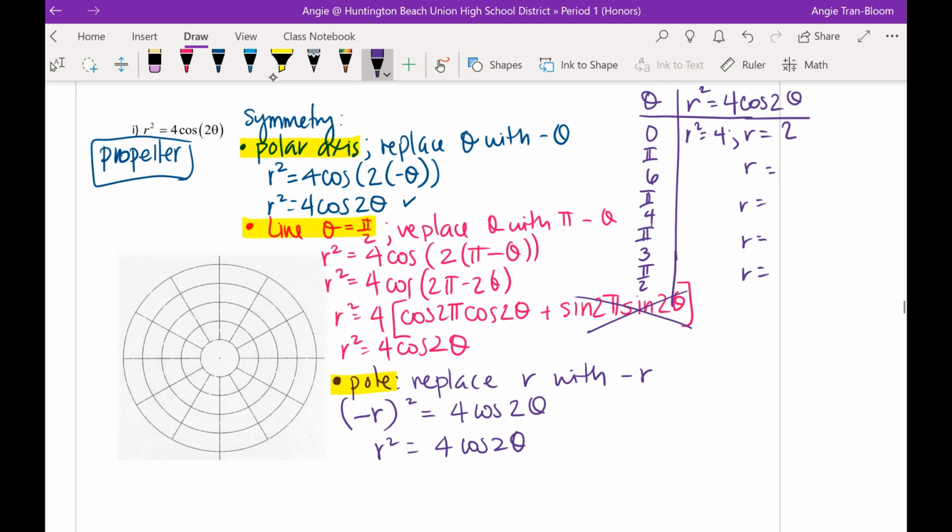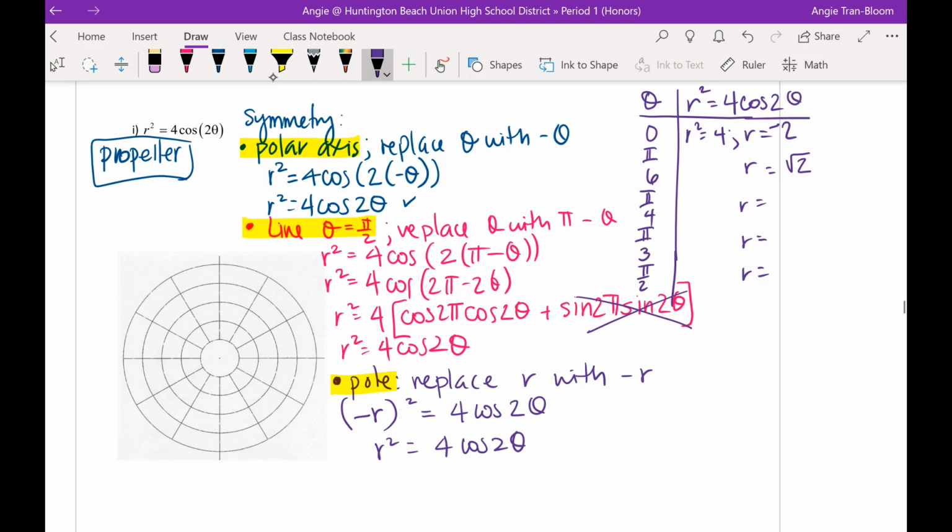Dylan, did you get just the radius for pi over 6? Square root of 2? Someone confirm that for me. Someone be very careful for me, please. Is it just square root of 2? Isn't r squared equals 4? I'm sorry, 2. Isn't r squared equals 2?